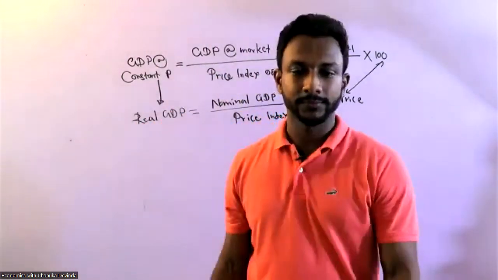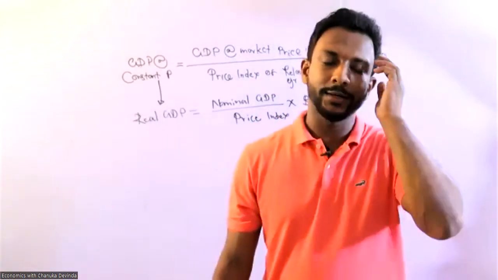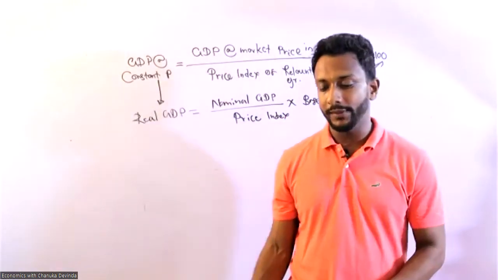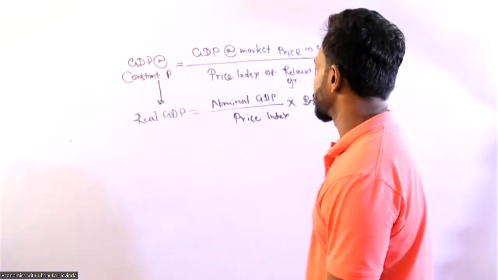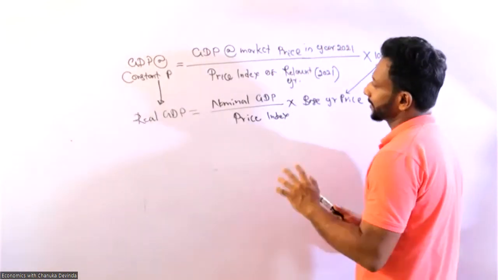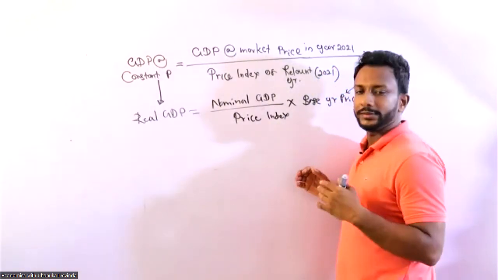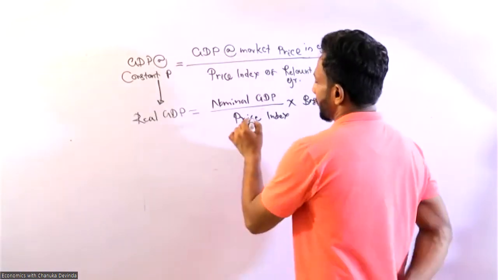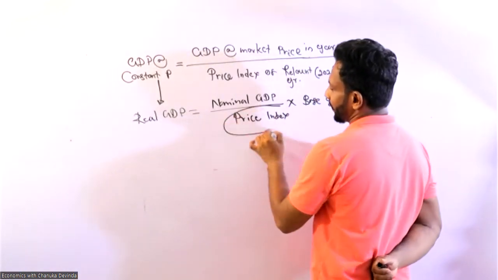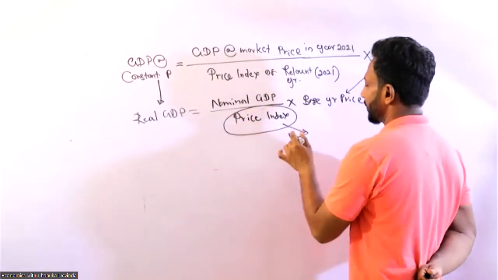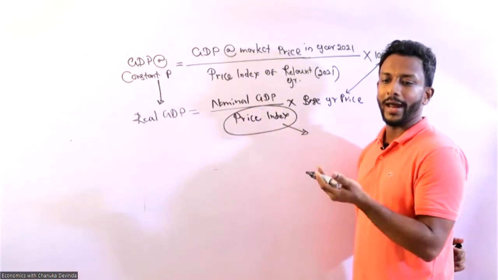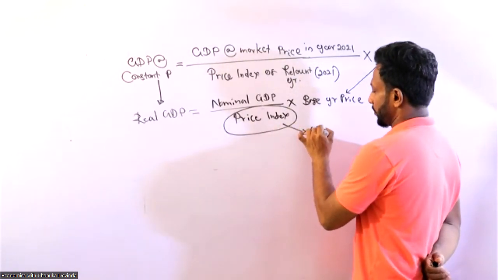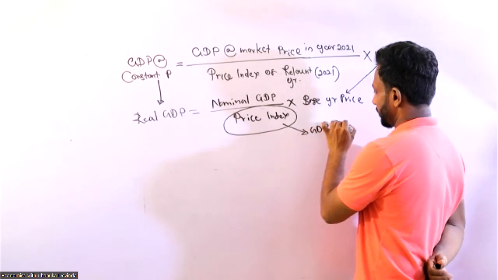Next one. Explain the concept of GDP deflator. Right? GDP deflator. So actually we can calculate this to identify the GDP deflator in this price index. This price index is the GDP deflator, because the GDP deflator is also a price index, right? So, GDP deflator.